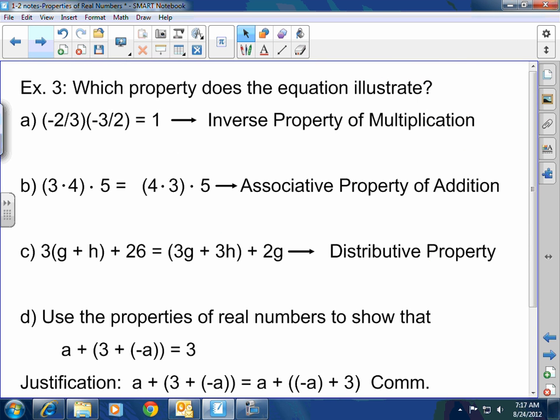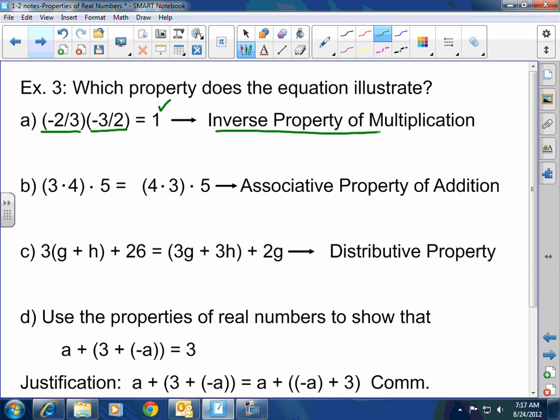Okay, last example. Which property does the equation illustrate? Well, if I'm looking at negative 2/3 times negative 3/2, the product's going to be 1. We're talking about the inverse property of multiplication.